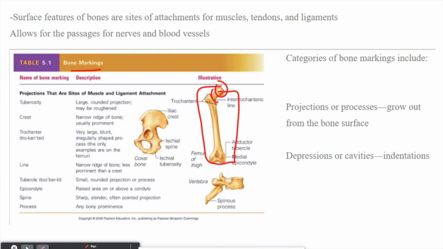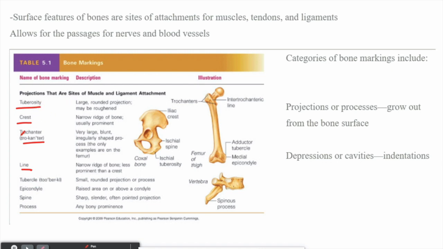This is the head of the femur. This is the neck of the femur. This is the trochanter of the femur. These are the epicondyles of the femur. So we need to know these terms. So I need you to, on your own, either look at this slide and pause it, or go into your textbook and look at the chart in your textbook. But these are all different types of bone markings and their definitions.